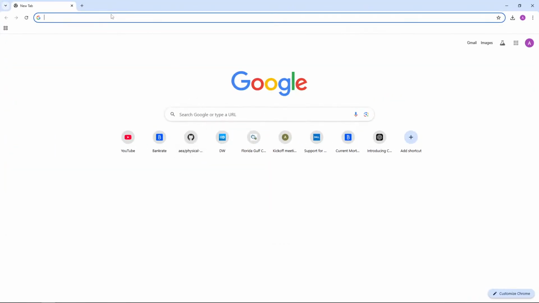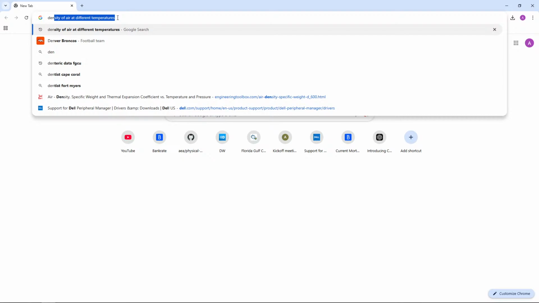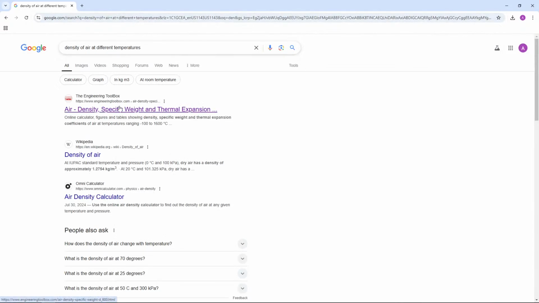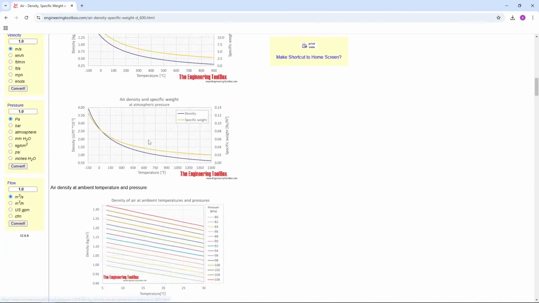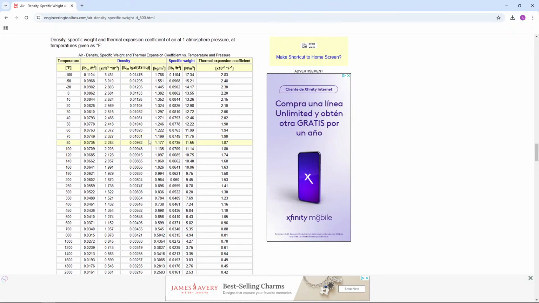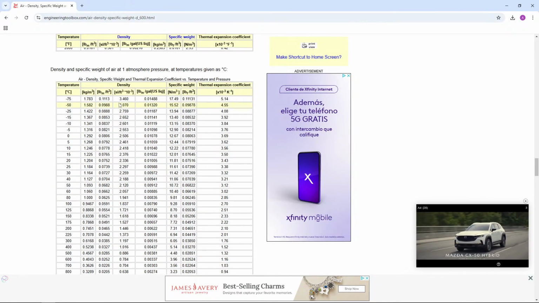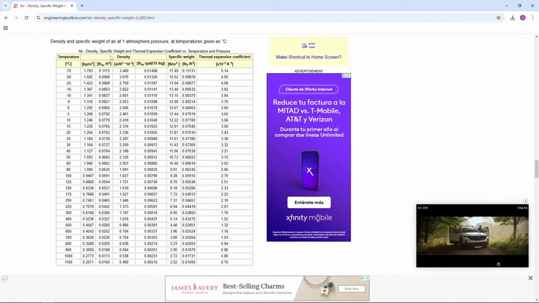So let's just write density of air at a different temperature. Yeah, let's do this one. Density of air at a different temperature. So let's go here. You see here, this is in Fahrenheit. Let's do it in Celsius. So here it is in Celsius. And you see here, this is density.